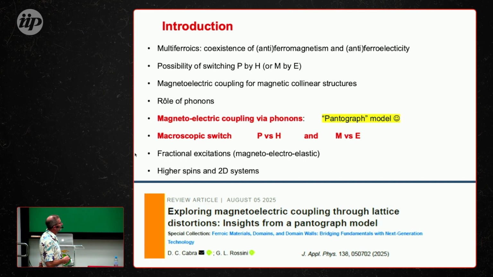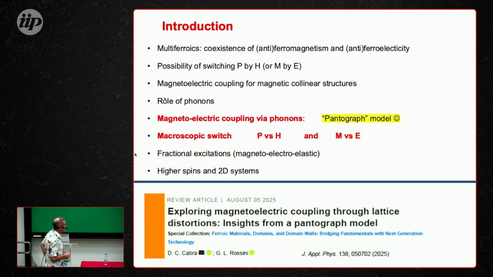So, well, essentially, what are multiferroics? Well, I guess everybody knows. So there is coexistence of ferromagnetism and ferroelectricity, or any other of these 4 options. And the idea is that one should be able to switch, for example, electric polarization by a magnetic field, or a magnetization by an electric field, and this, well, has potential interest in the applications.